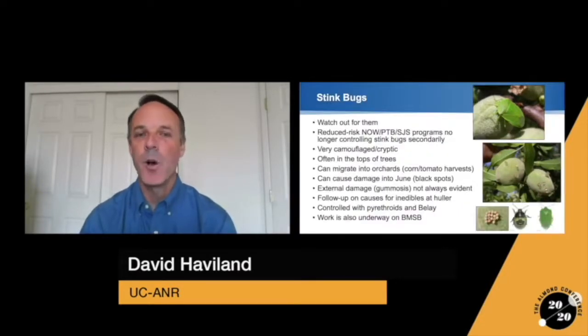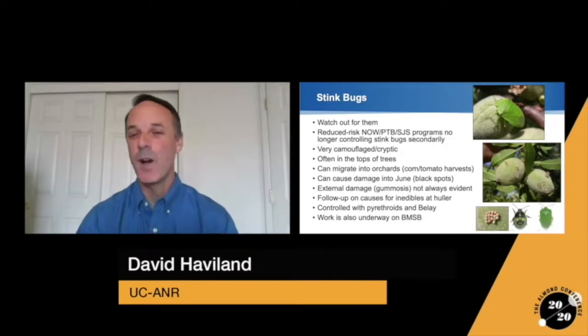What's happening within the almond industry is the dormant sprays are going away. The pyrethroids, there's less of those. The organophosphates are pretty much gone. Stink bugs used to be controlled by those, and they're starting to come back. They're hard to find. They're often in the tops of the trees. Sometimes they'll migrate in the middle of season.